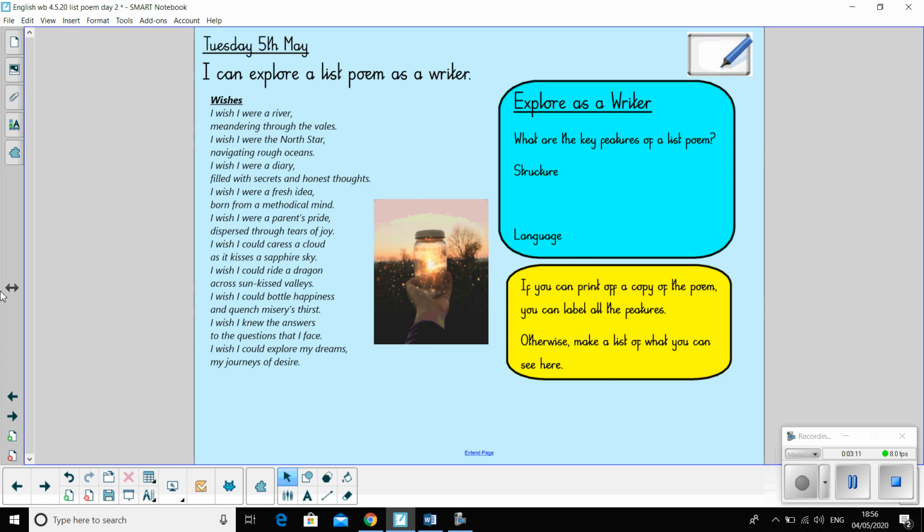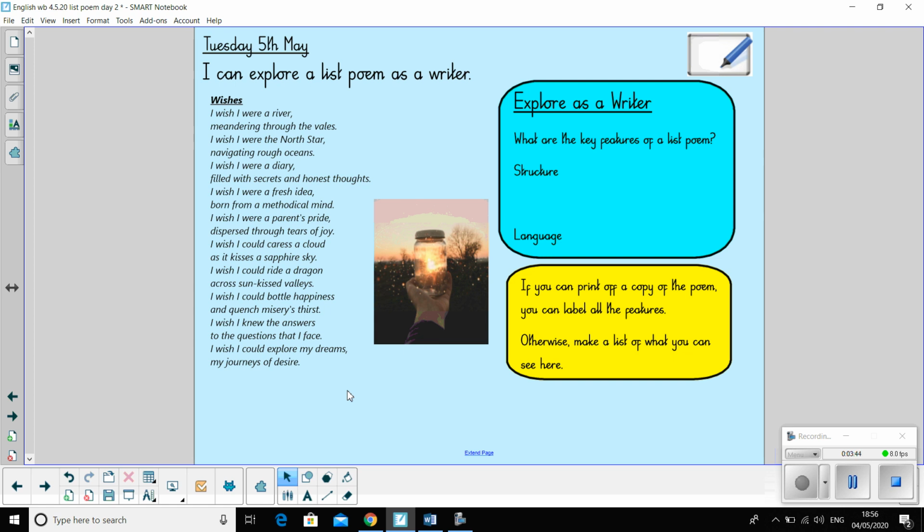Have a little look at the poems. Okay, what is the structure of the poem? How is it laid out? What grammar, what punctuation? Have to think about those things. Language-wise, are there any particular choice words? Thinking about nouns, adjectives, verbs, any sort of description here. What do you see? What are you reading?